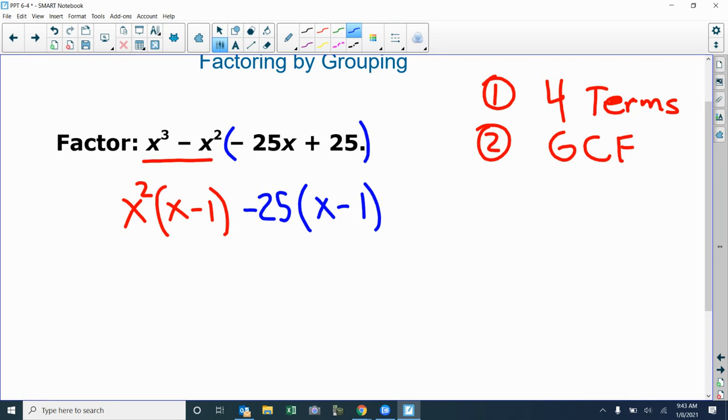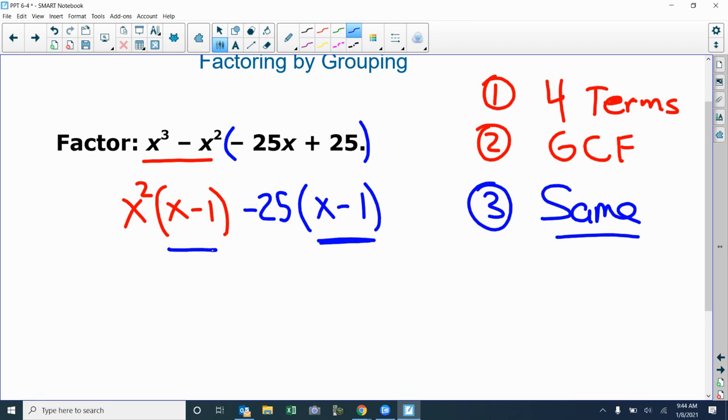So step 1, it has to be 4 terms. Without 4 terms, you can't do grouping. Step 2, I group the first 2, get a GCF, group the second 2, and get a GCF. Now, why is that important? Because step 3 is I need the same. After I group and take a GCF, my leftovers that hang out in the back of the fridge have to be the same. So I need x minus 1 and x minus 1. If they're not, you can't group it.